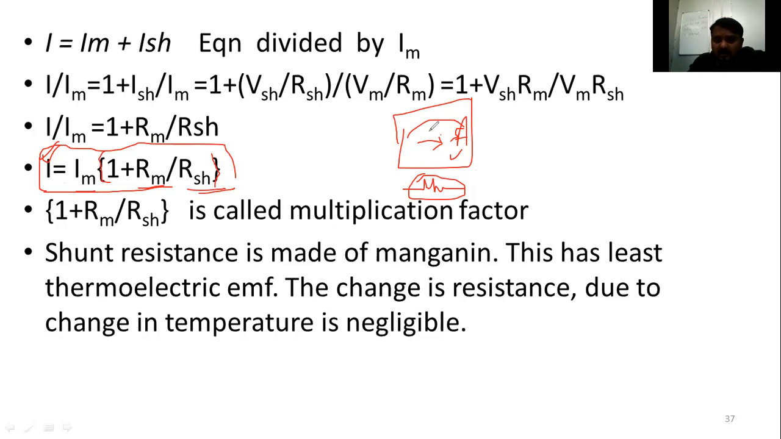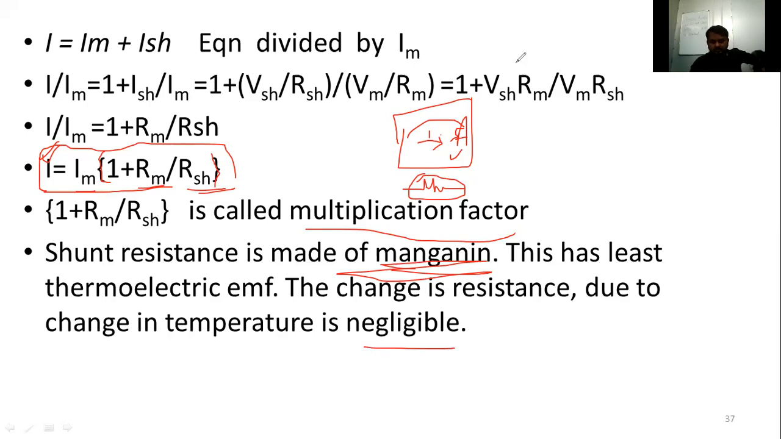This is the multiplication factor. Whatever value the meter gives, we multiply by this multiplication factor, and it gives the total current. So 1 plus Rm by Rsh is called the multiplication factor. The shunt resistance is made of manganin alloy. This has least thermoelectric EMF. The change in resistance due to the change in temperature is negligible. They are considering temperature change as negligible here.